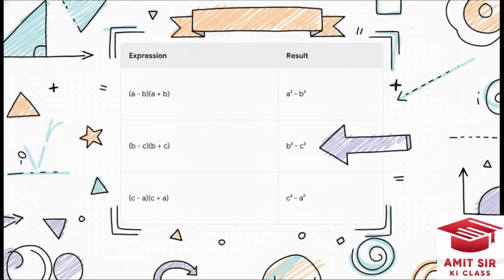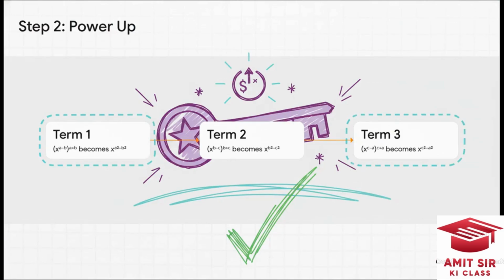And here's where things get really clever. There's a hidden pattern here that we can use as a shortcut. See how we're multiplying a minus b by a plus b? Well, there's a special algebraic trick for that, called the difference of squares. It basically means we get to skip a bunch of work because the middle terms always cancel out. We're just left with the first thing squared minus the second thing squared. Super handy. So let's put it all together.